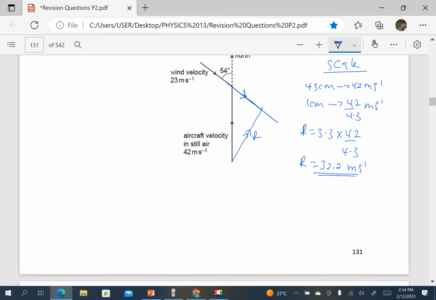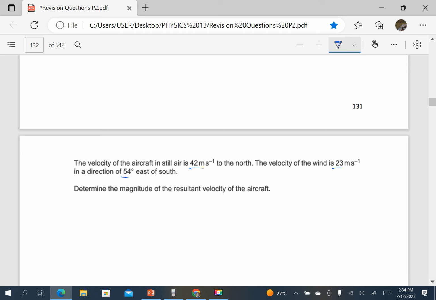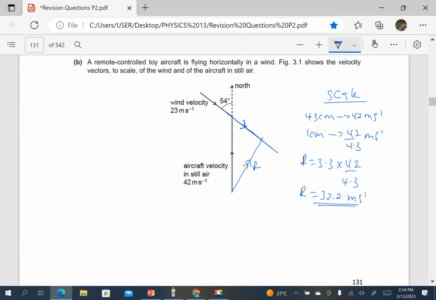Let's verify with the calculation; the value will be very close. When you are drawing in your book and you measure accurately, you'll get a more precise value. So instead of using the scale, I'll use the cosine rule. To use the cosine rule, I must know the angle between the two vectors after joining them head to tail. And this angle is 54 degrees without any problem.